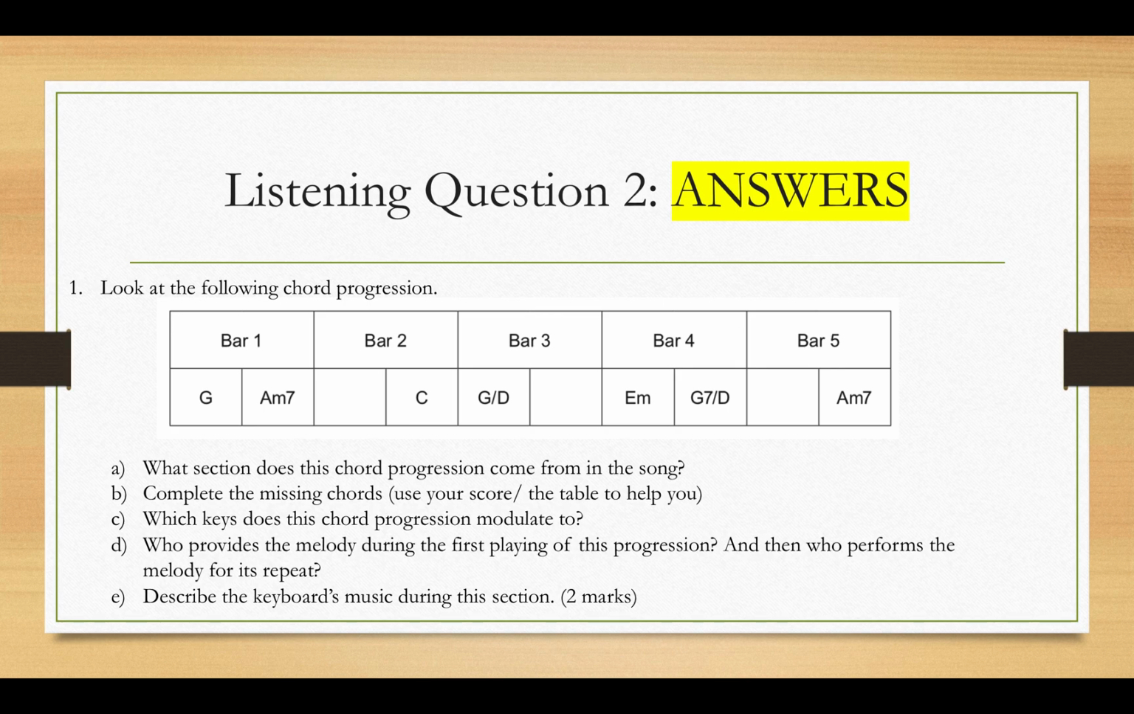So the section that this chord progression comes from, and I hope you're quite familiar with this now, is of course the bridge, because it is not the same chord sequence as is in the introduction and choruses or in the verses. So hopefully you could really clearly see that this is from the bridge section. Maybe you had to use your score or the table that we did a second ago to help you fill in the chords, but here are the chords that you should have filled in.